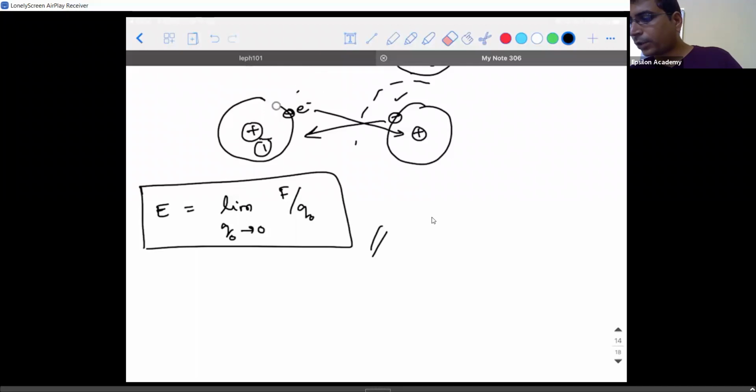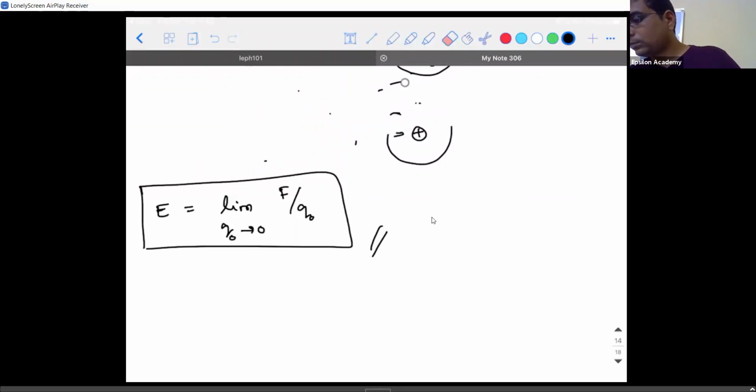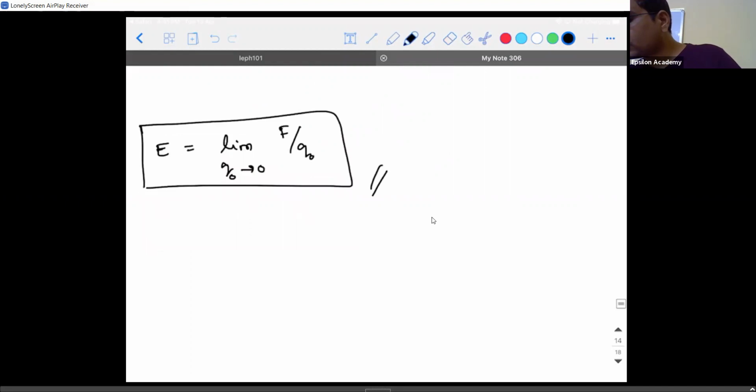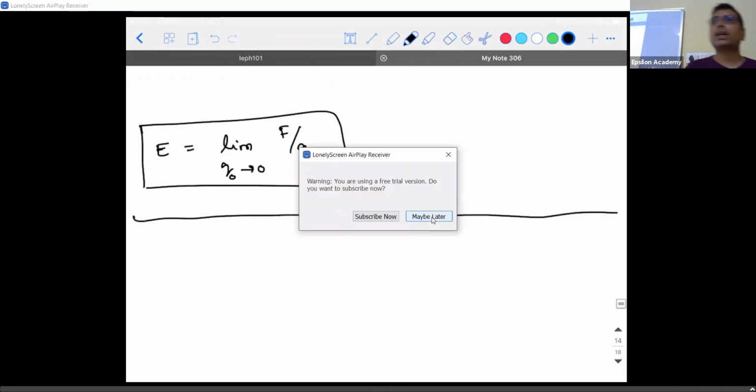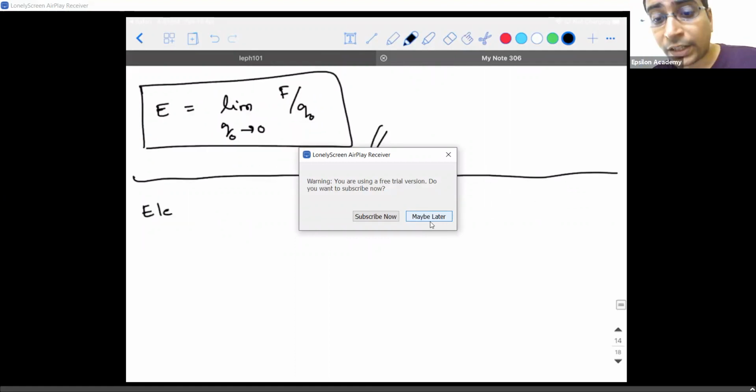So if you understand this chapter, you can understand your chemistry and organic chemistry as well. Okay. Shall I move on? So this is all about electric field. Now the next question. So you understood the concept of electric field, right?